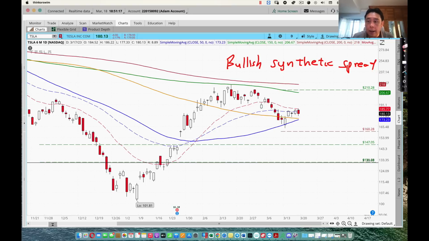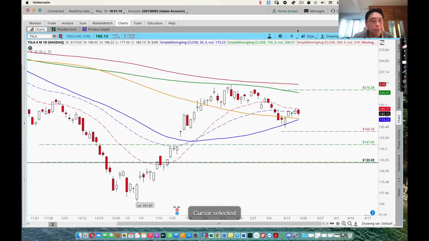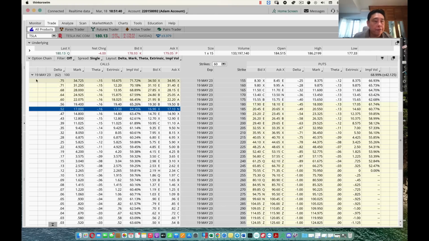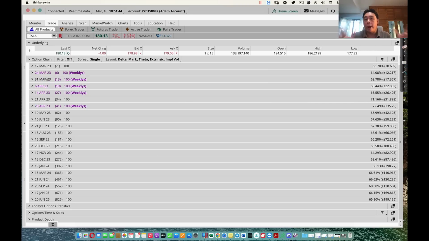So again, let's see how we could set up this trade on Tesla. Same setup: we are assuming that Tesla is going to go up to a target price of 210. If it drops to 160, we're going to cut our loss. So it's the same setup, but using a different options strategy to execute it. Let's go to the trade tab, and the first thing is to identify the days to expiration.